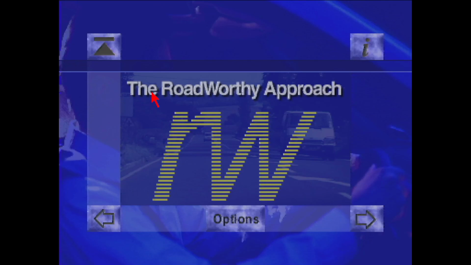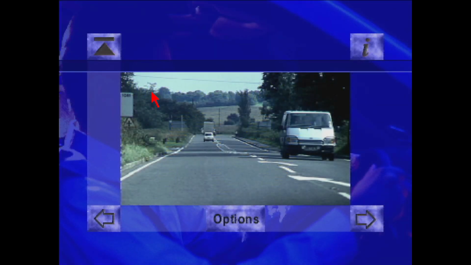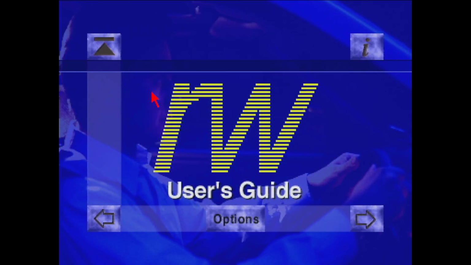In this section, you can explore basic applications of the roadworthy approach: observation, use of space and speed, signalling and control skills. To get the most from it, please read the Roadworthy User's Guide.